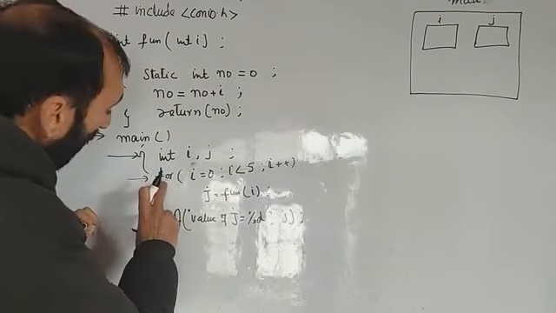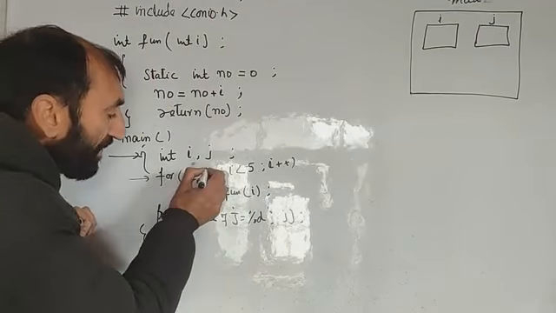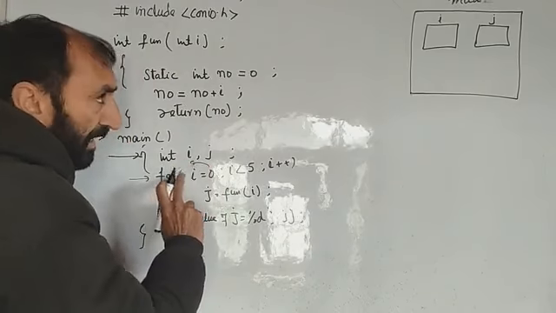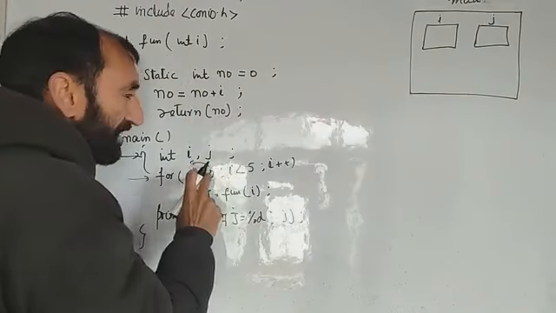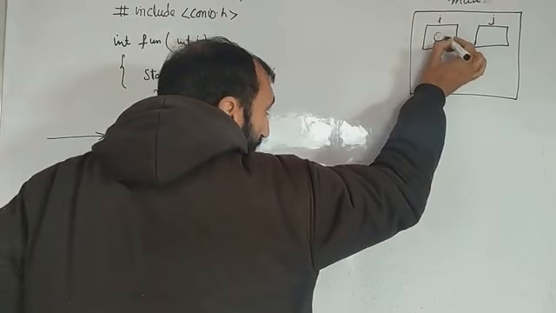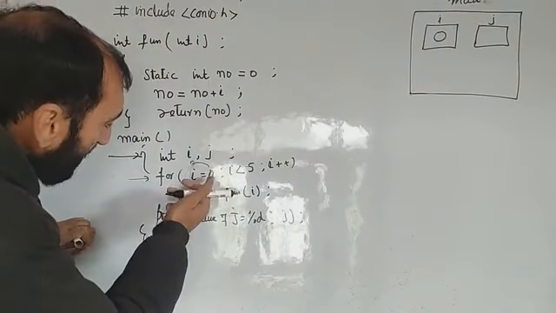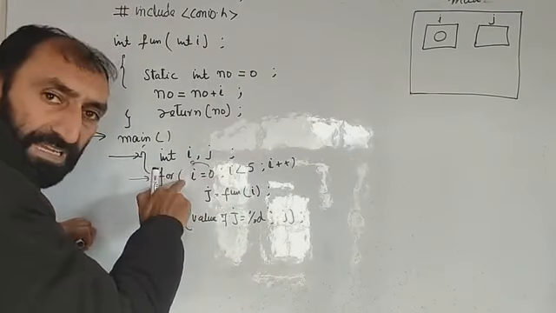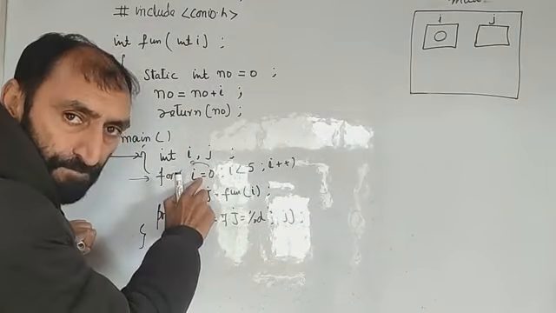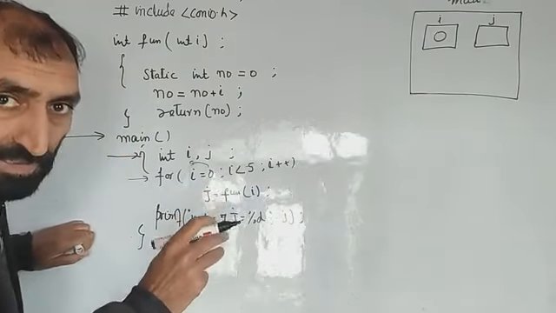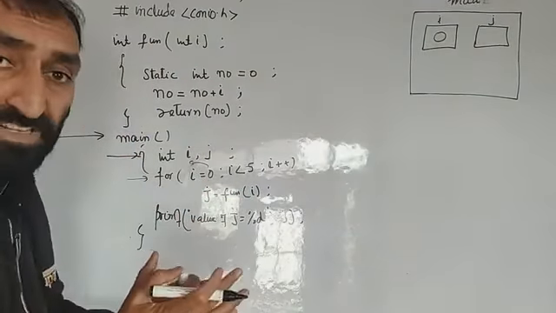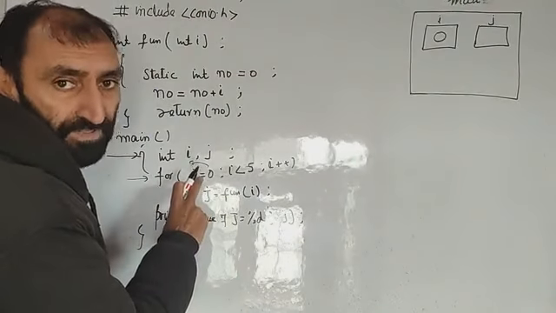So for i equal to 0, here I have initialized this i to 0. That means now i contains 0. I have assigned 0 to i. That means this is an assignment operator, not an equivalence operator, because in the C language this is the assignment operator.